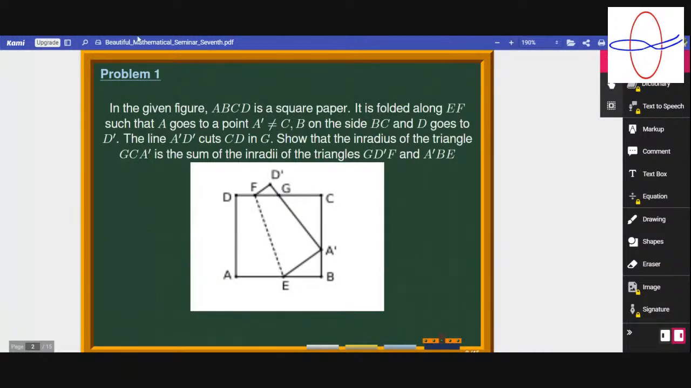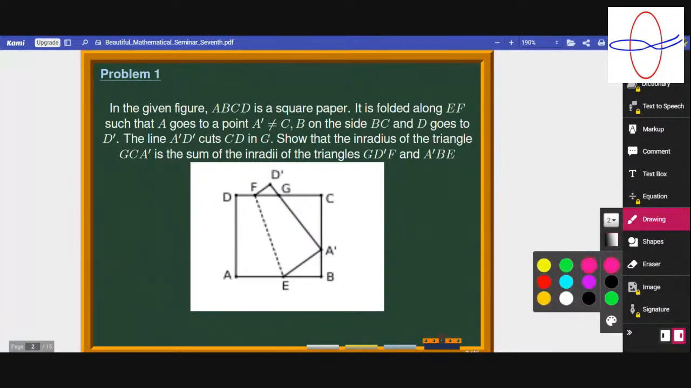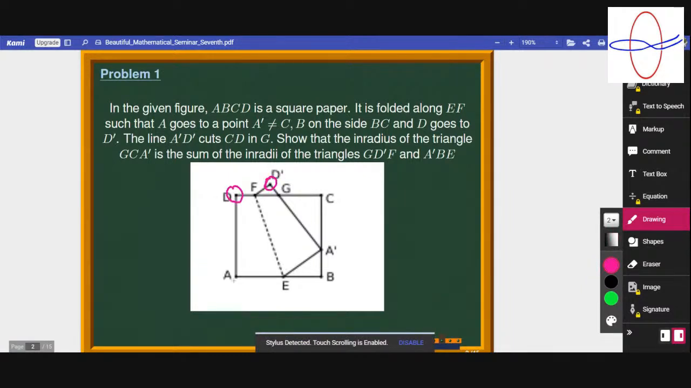So it's a geometry problem today first of all. It asks that if ABCD is a proper square, as shown in the diagram, and it's folded along EF such that A goes to point A dash and D goes to point D dash, and correspondingly the line A dash D dash cuts CD in G.